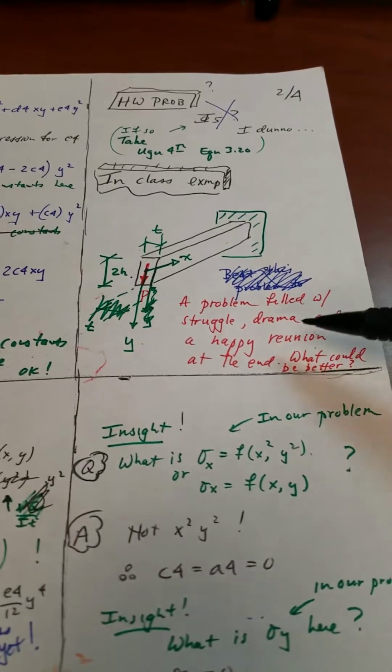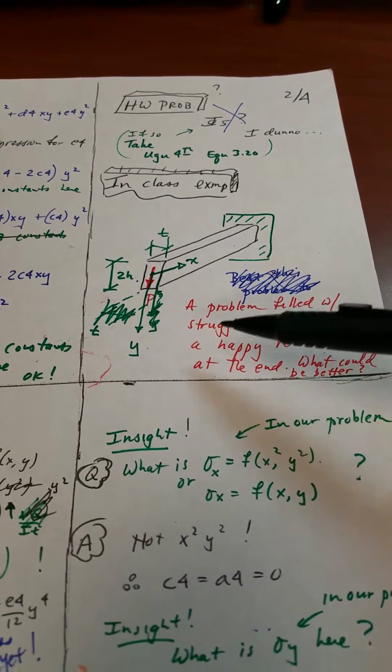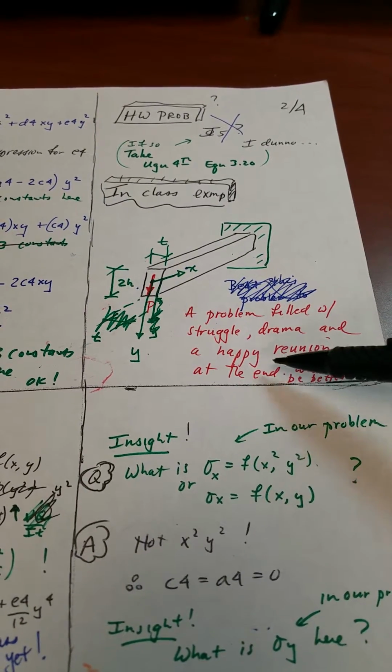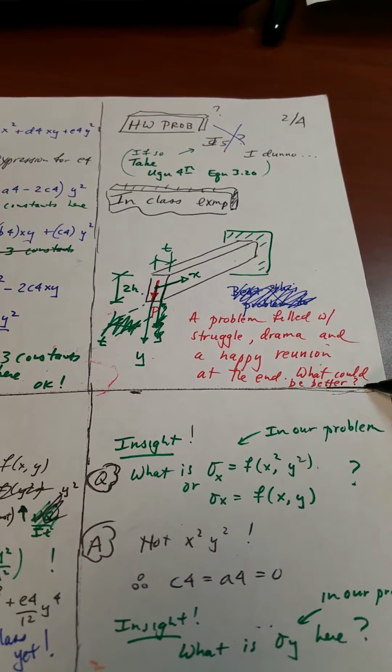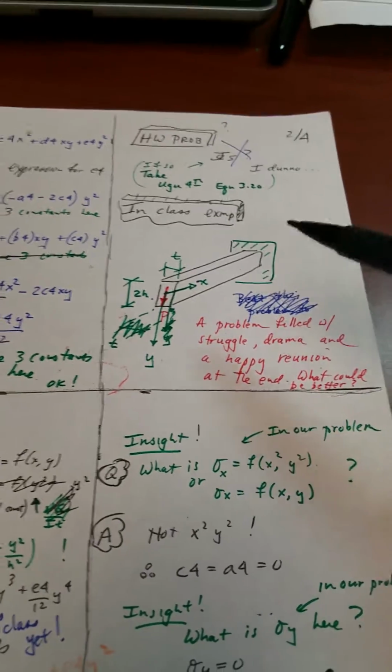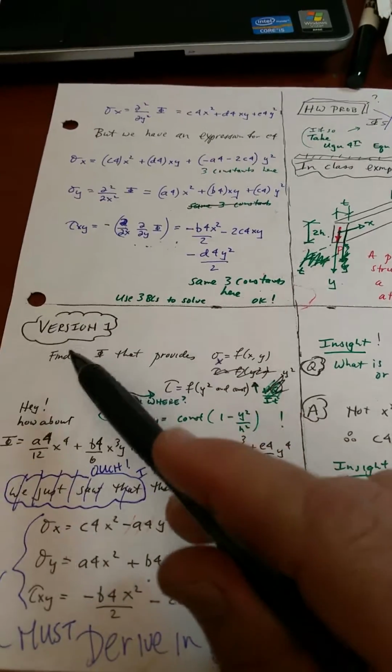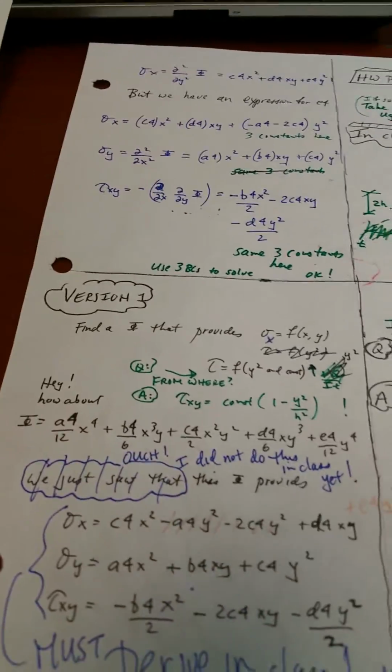But this is such an amazing problem. It's a problem filled with struggle, with drama, and a happy reunion at the end. What could be better than that? So this is like a Hollywood film, this little cantilever problem here. So we're going to do version 1 right now together, and then you will do version 2 for homework.